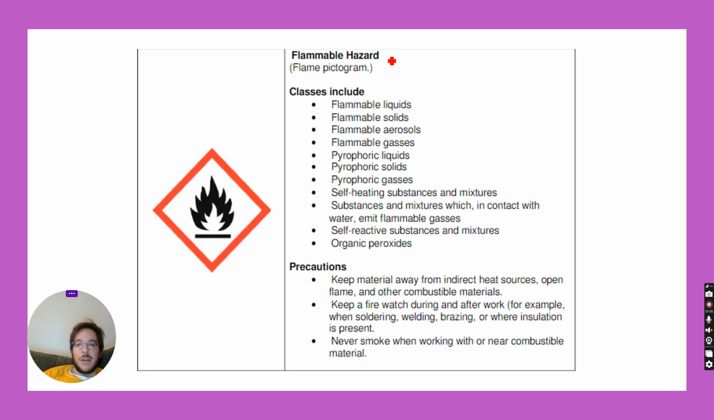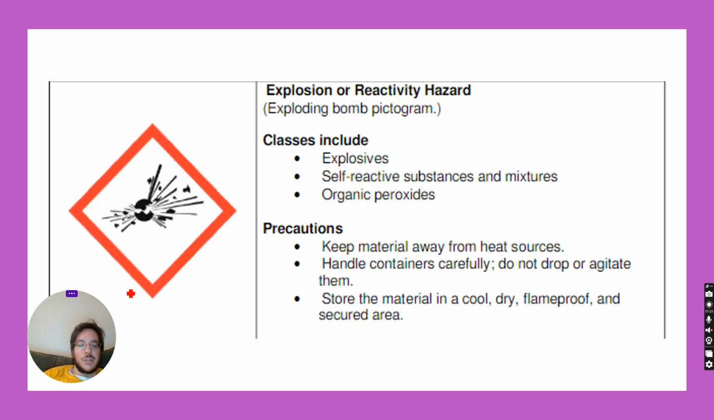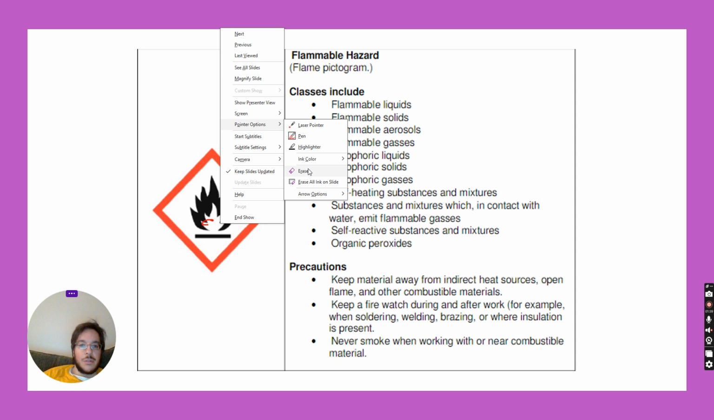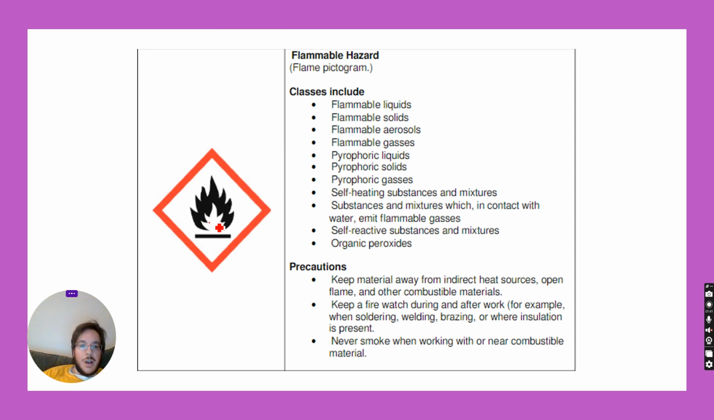And then second, we have a flammable hazard, and you'll notice the hazards have a red diamond around them. So a flammable hazard has a flame, but this kind of looks like an anime character's hair as well. Kind of looks like a guy if you drew eyes. No, it's a guy.